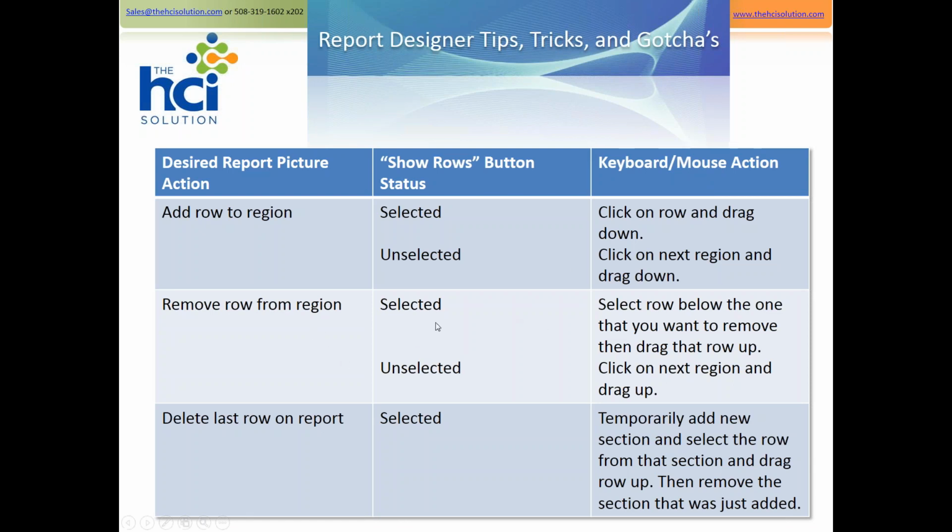And it's almost like just the opposite for removing rows from a region. You have to either select the row before the row you want to delete and drag it up to delete the row you want to delete, or, if Show Rows is not selected, you can select the whole section and drag it up to delete rows in the section that you want to delete. And I'll show you the workaround for deleting the last row in the report. So let me show you that in the system.